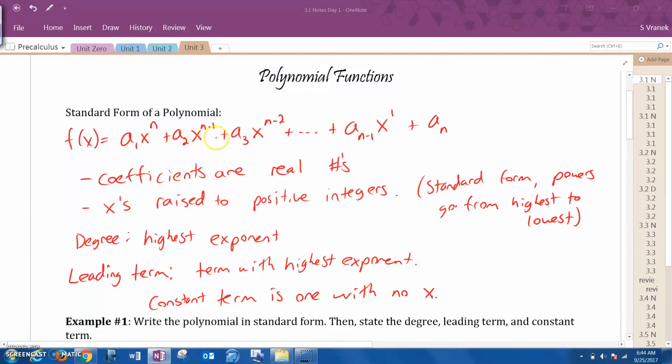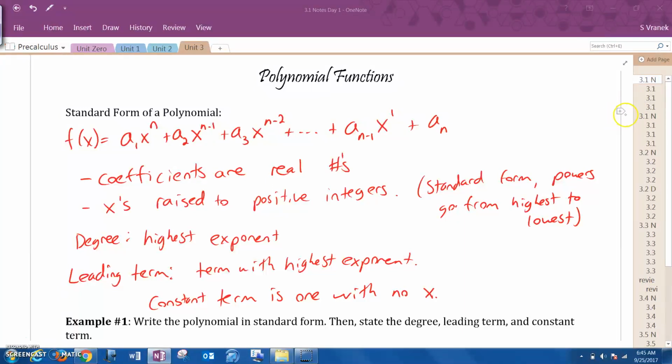The order that it happens is we usually write standard form in descending power order. So powers go from highest to lowest. The coefficients in front of the x's, so the numbers, are real numbers. And in order for it to be a polynomial, the x's have to be raised to positive integers. Okay? Now, if I say what's the degree of the polynomial, you tell me the highest exponent you see. And then the leading term is the term with that highest exponent. And then the constant term is the one with no x.